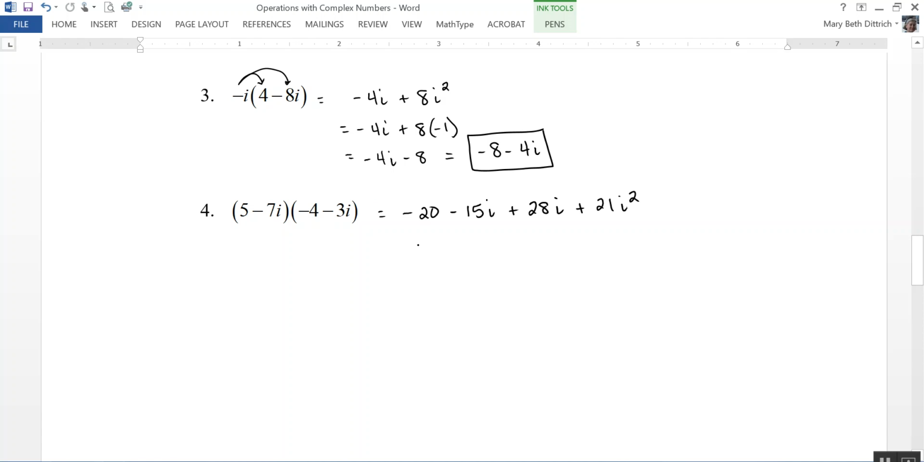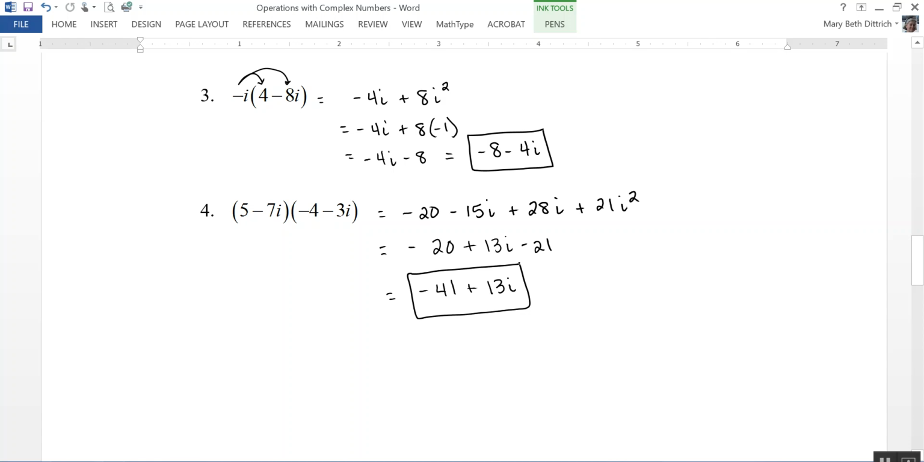So that's going to give me negative 20, and I can combine these, plus 13i, and then remember that i squared is negative 1, so negative 1 times 21 gives me a negative 21. So this is going to equal negative 41 plus 13i.